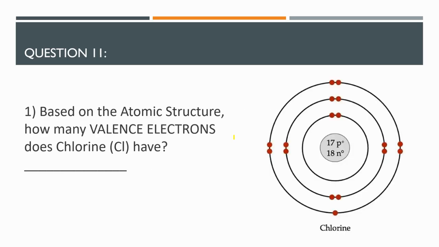Now let's take a look at the valence electrons. So chlorine had 17 protons. The first shell holds 2. The next shell holds 8. So that would be 10. So the remaining 7 are going to go on the outside. And so we can count them: 1, 2, 3, 4, 5, 6, and 7. So chlorine has 7 valence electrons.